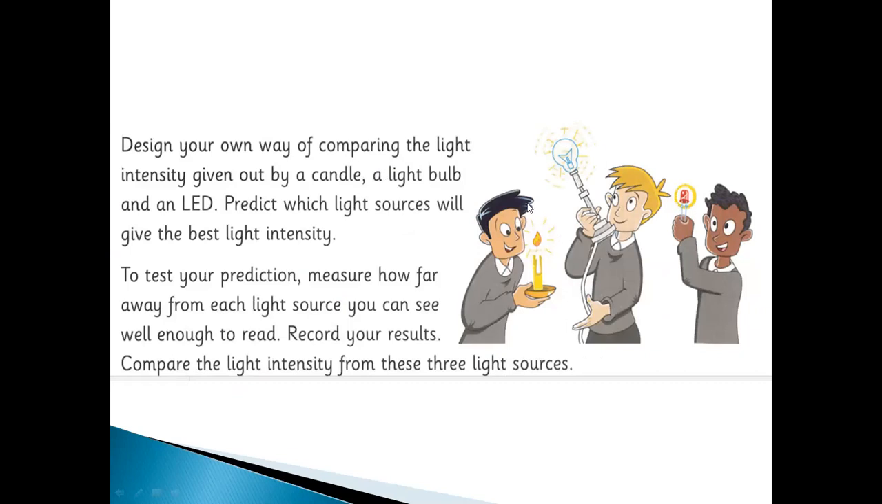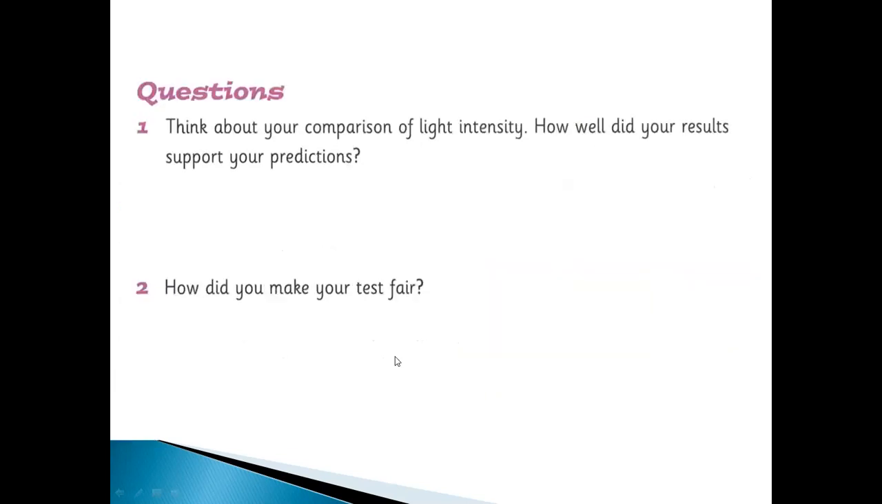You can see here a light bulb and an LED. Predict which light source will give the best light intensity. So what do you think? Which one is better: a candle, the LED, or this one? A light bulb or LED? Which one is better from these three? To test your prediction, measure how far away from each light source you can see well enough to read. Record your result. Compare the light intensity from these three light sources.